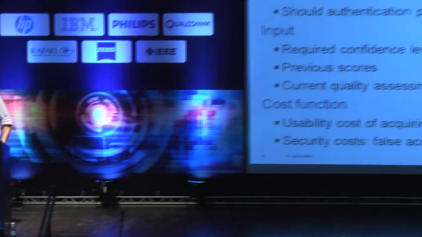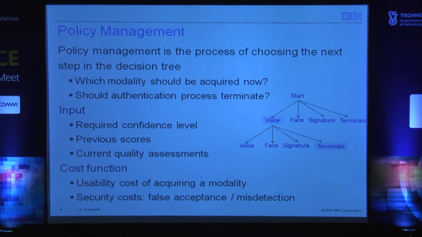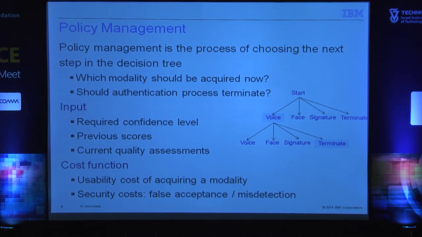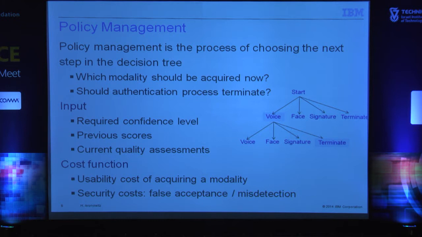Policy management is the process of choosing the next step in the decision tree. We can see here on the right-hand side of the slide a decision tree, which basically explains the process that we have to go through when we are doing authentication. We start by choosing which kind of engine we want to acquire and apply. For example, if we measure that we are in a noisy condition, then maybe it doesn't make sense to start with voice identification. Maybe it's better to use face ID. So the policy manager decides which modality is the right one for the next authentication step, and also it should decide whether we should terminate and give a decision to the application. Maybe we want to accept or reject the person.